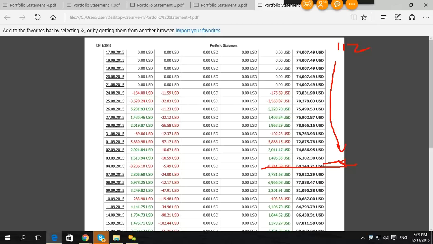And that turned out to be too much for me. I couldn't handle that much. And I start clicking out trades as soon as they start to go into negative.